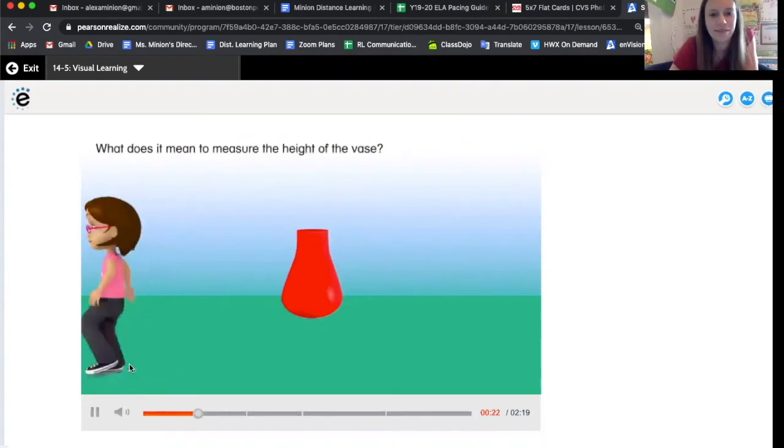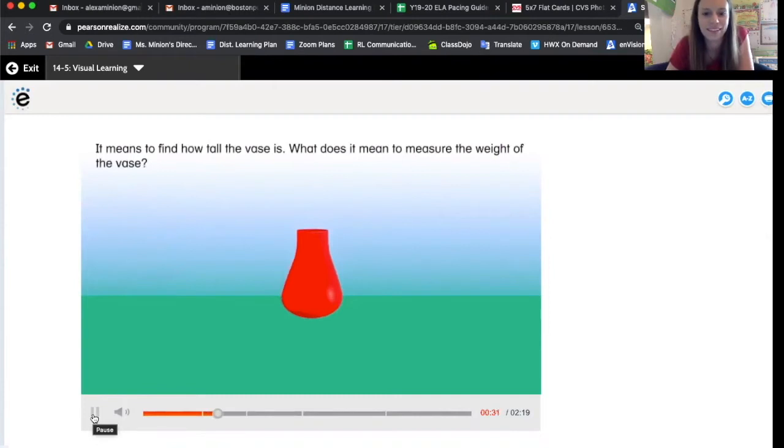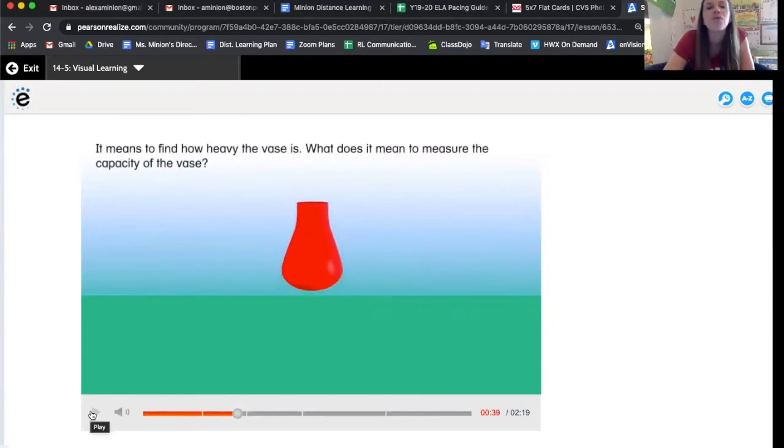What does it mean to measure the height of the vase? It means to find how tall the vase is. What does it mean to measure the weight of the vase? Let's think about that. When you find the height, you figure out how tall it is. When you find the weight, you figure out how blank it is. What's the word that goes there? It means to find how heavy the vase is. Heavy is the word we were looking for. When you measure the weight, you find out how heavy it is.